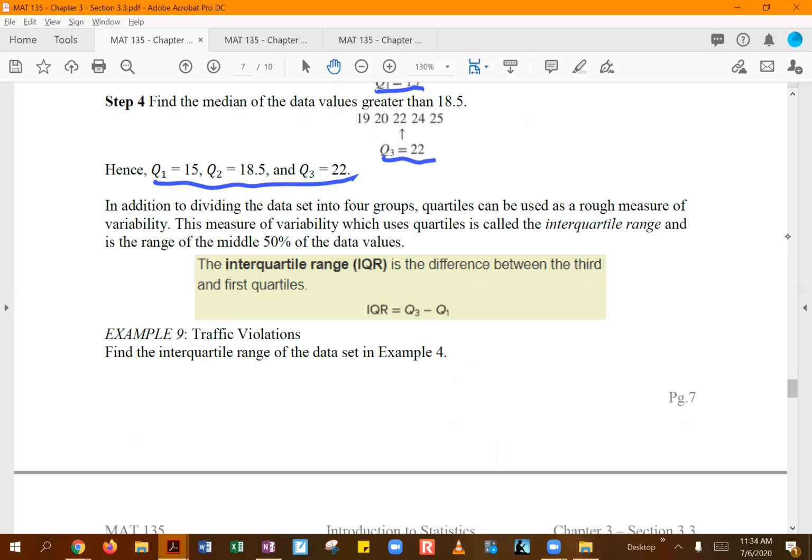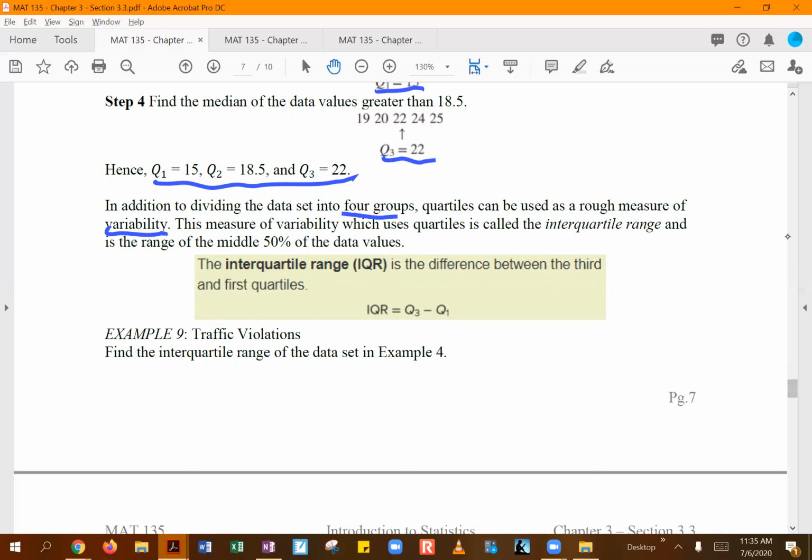Now, one of the other calculations that we also do is what we talk about in terms of the interquartile range. In addition to dividing the data set into 4 groups, quartiles can be used as a rough measure of variability, which means you can use this in the sense of dispersion, how spread out our data is.